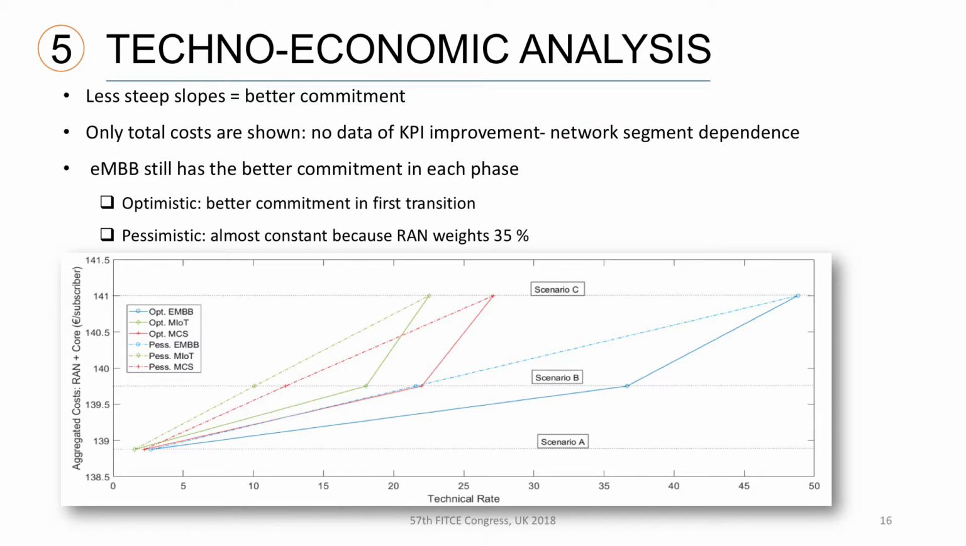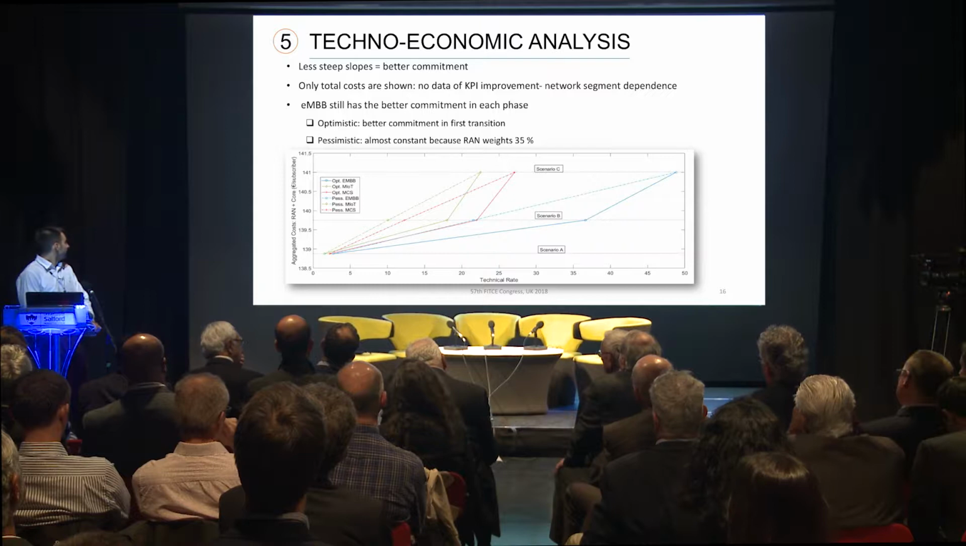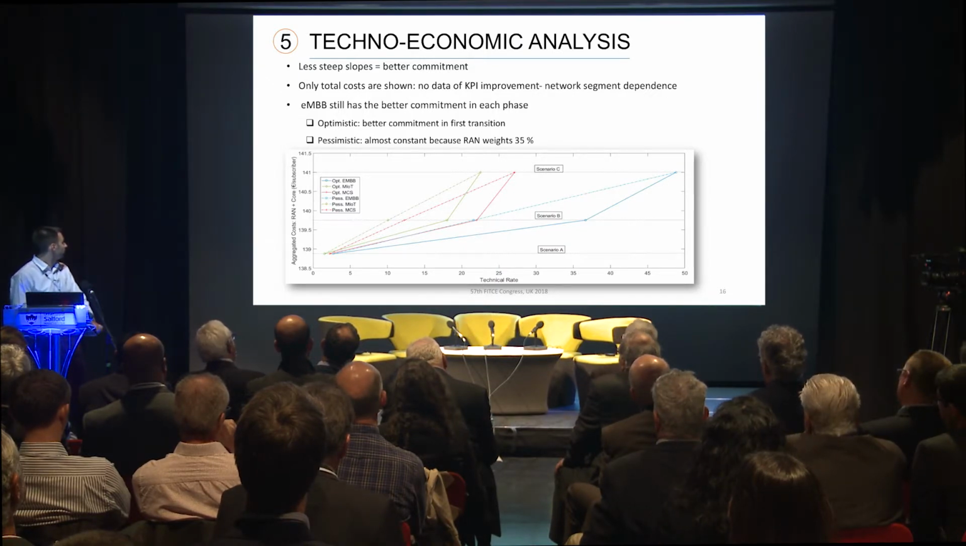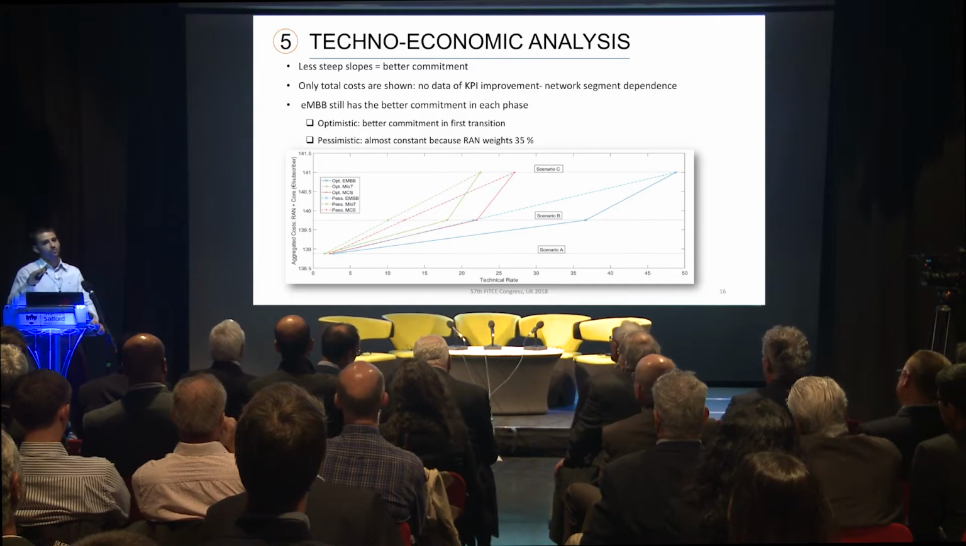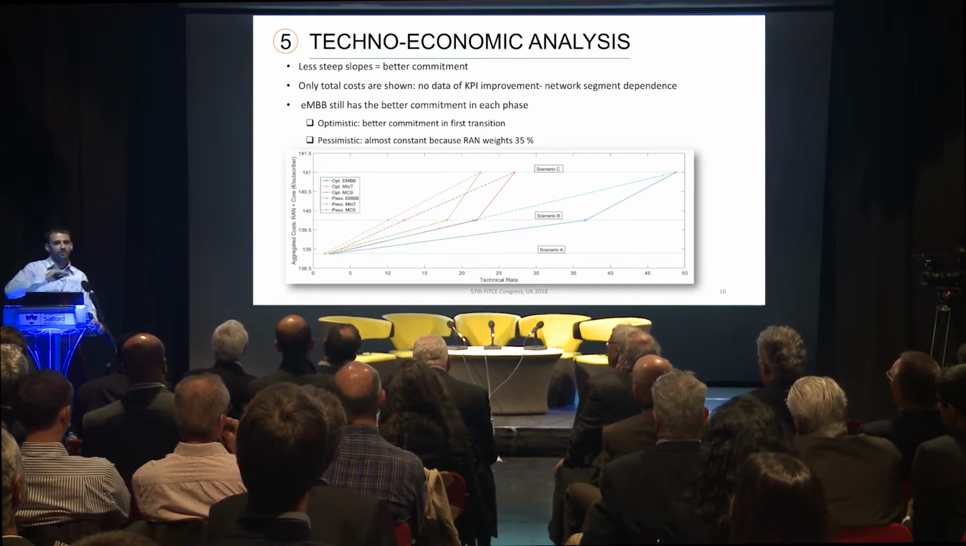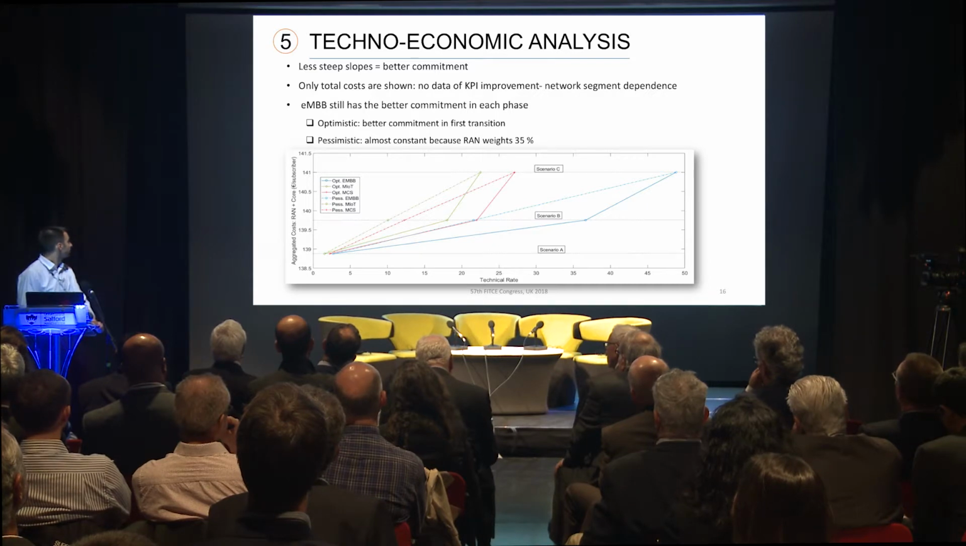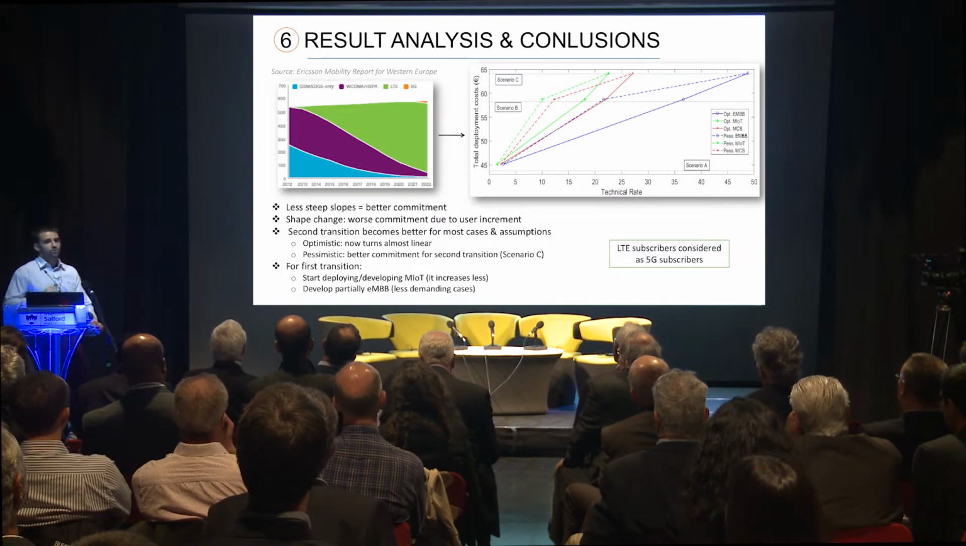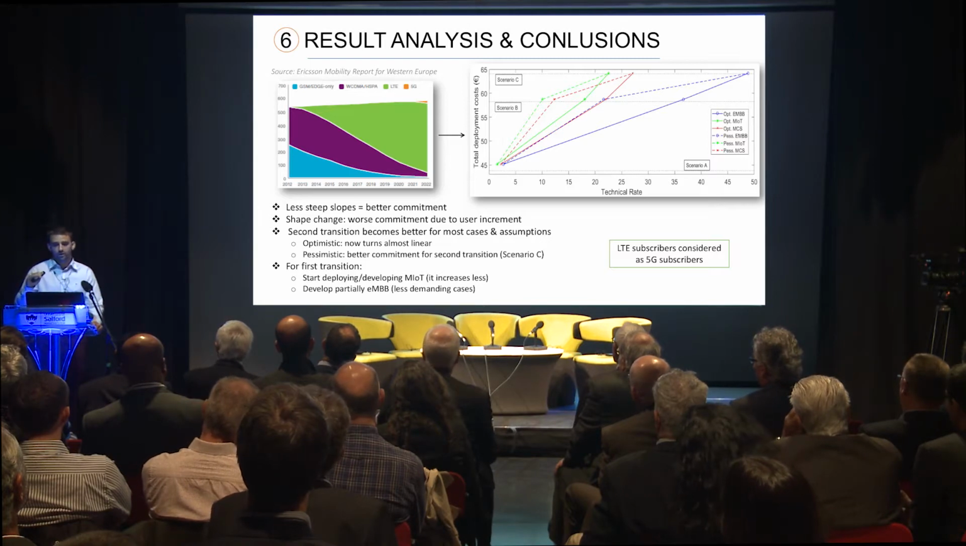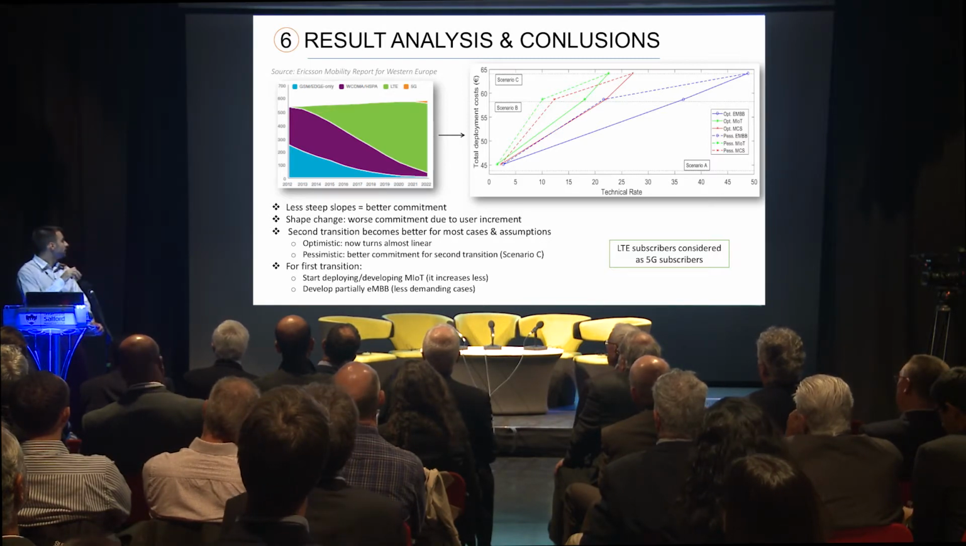And only total costs are shown, so we really don't have any data of the KPI improvement versus the network segment dependence. It means that if, for example, the latency depends more on the RAN, there is no information. So this is just a very top-level approach to address this topic. And enhanced mobile broadband still has the better commitment for each phase, either for the two feasible transitions, the optimistic assumption I made and the pessimistic one. So that was the end of the analysis, and now I will have the result analysis and conclusions.